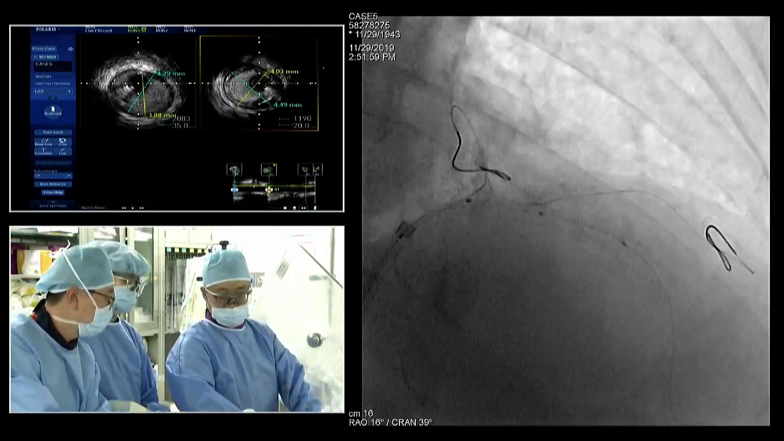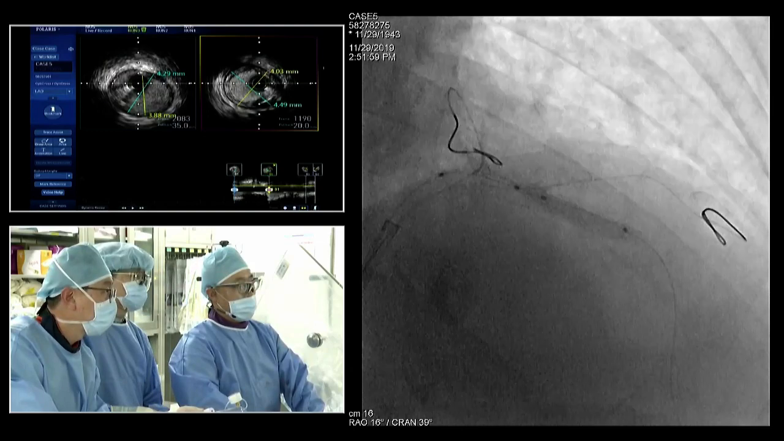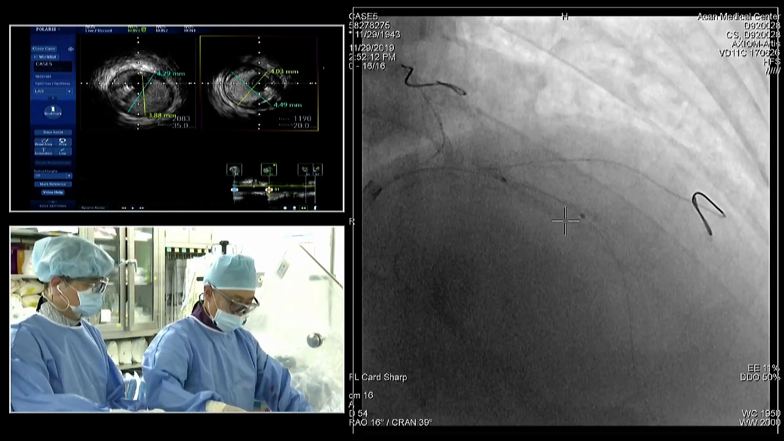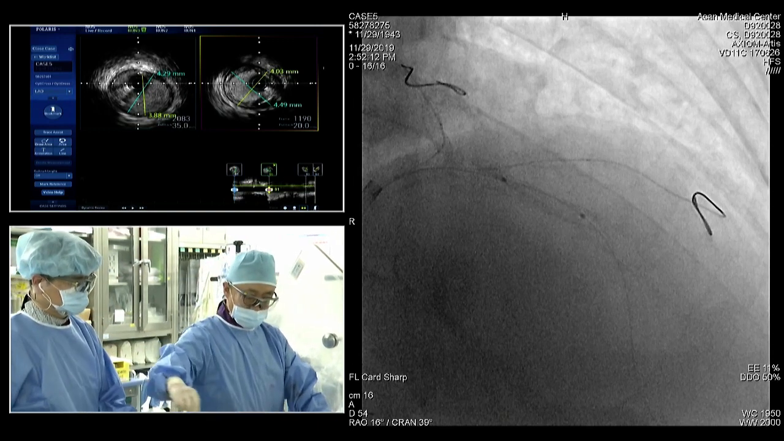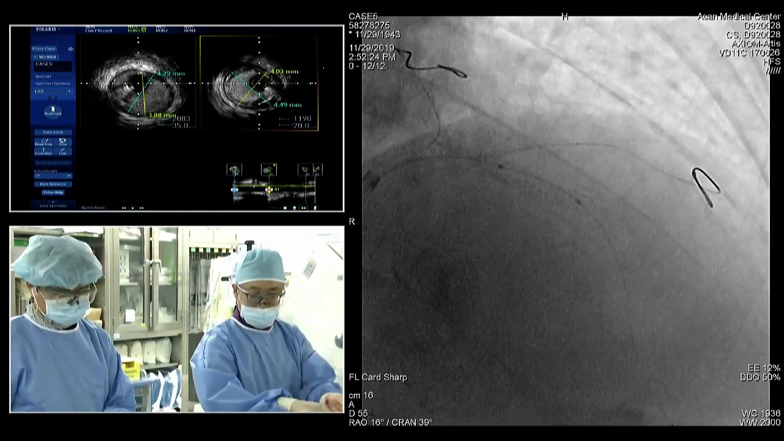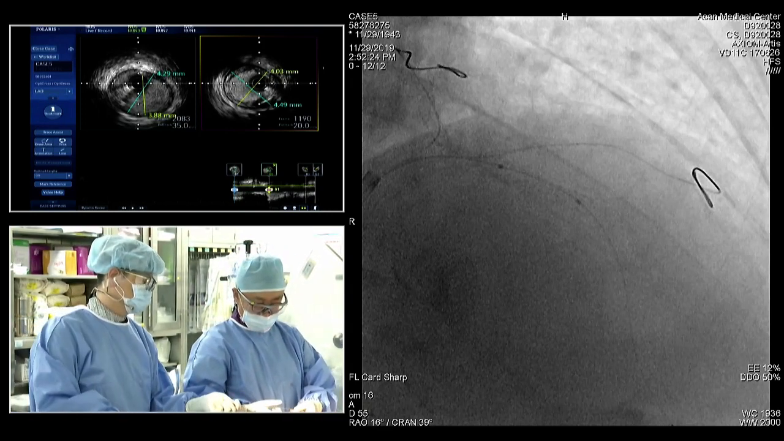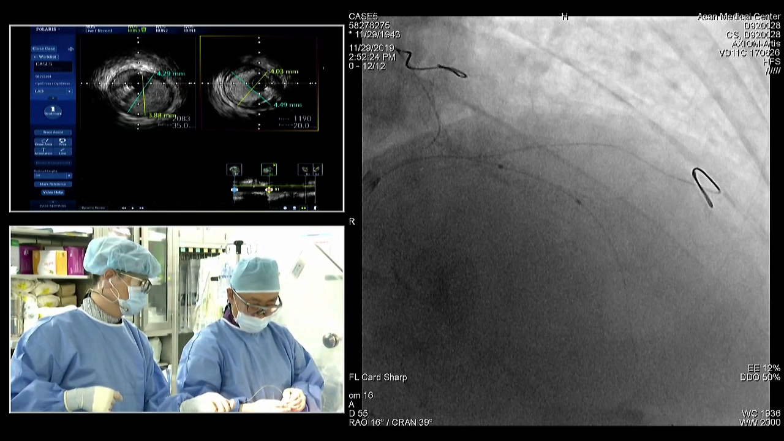LAD anchoring, please try once. Let's go in. It doesn't go in. Flip it, please. Okay. A 1.5 balloon, please. I'm going to use the small balloon. Sometimes the opacity of the used balloon is difficult to see. I'm going to use the 1.5 small balloon, and then do the final kissing of the diagonal branch, sequentially with the ostium.